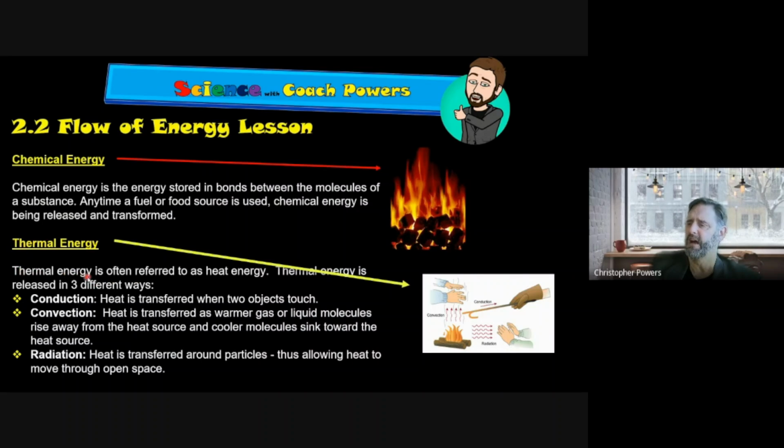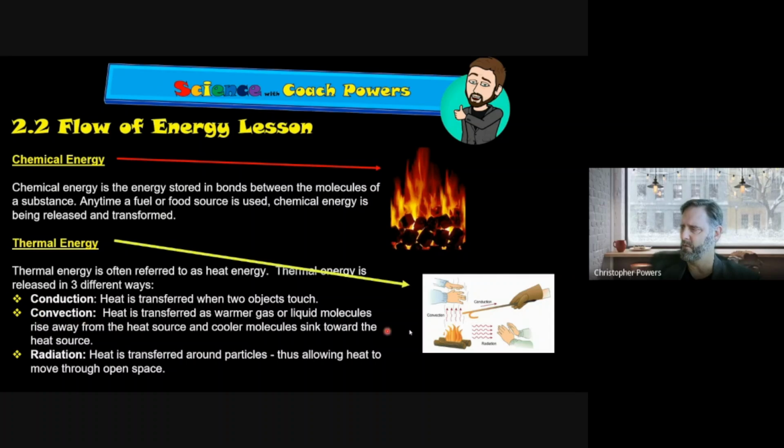Thermal energy is often referred to as heat energy. Thermal energy is released in three different ways. Okay, so you see the diagram over here. Conduction is heat transferred when two objects touch. So this metal rod over here is touching the heat and it's conducting the heat up the metal rod. If it is actually a metal rod, it's hard to tell from that diagram.